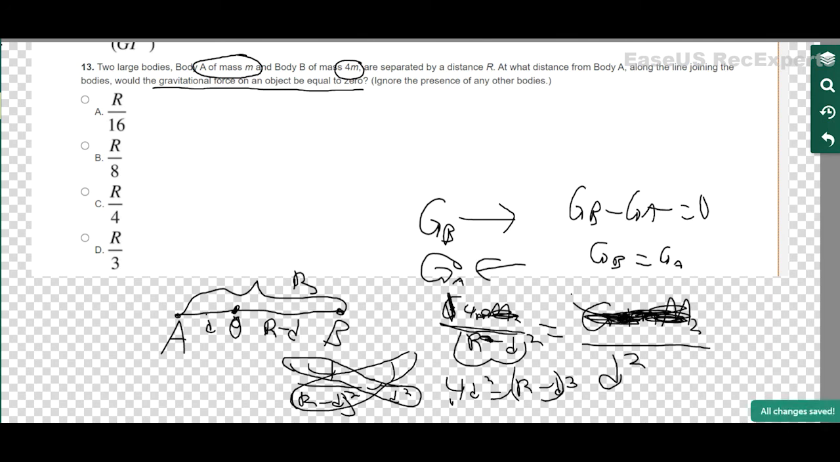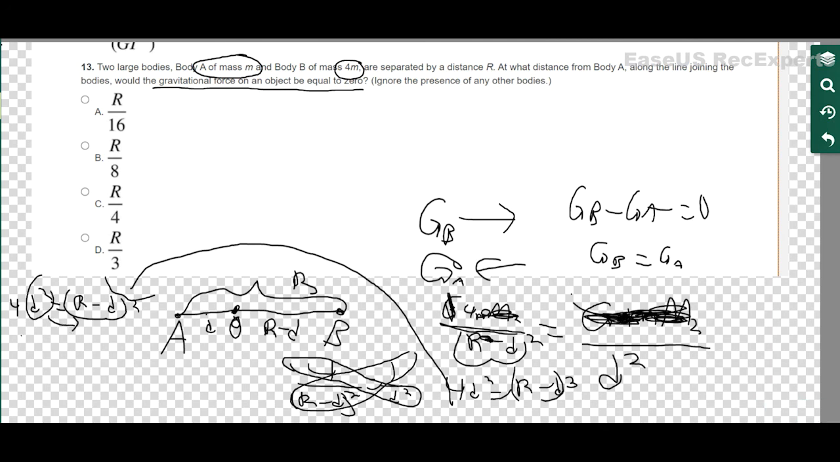Now let's save space and move this over here. So 4d squared equaling (r minus d) squared. Now we can move d squared down to the denominator, so we get 4 is equal to (r minus d) squared over d squared. Now we can take the square root of both sides, and we get (r minus d) over d is equal to 2.